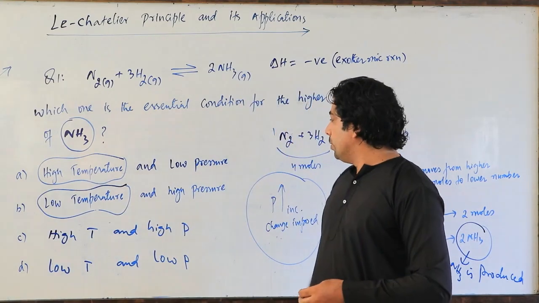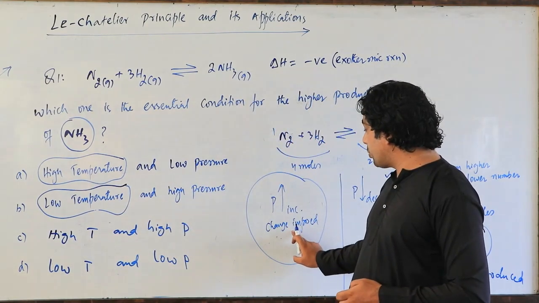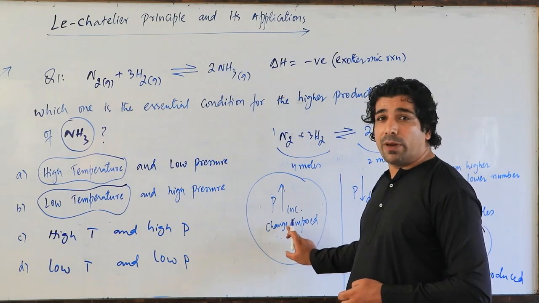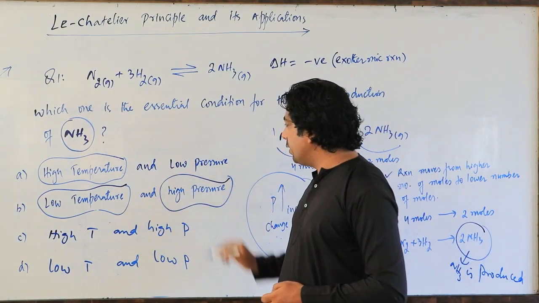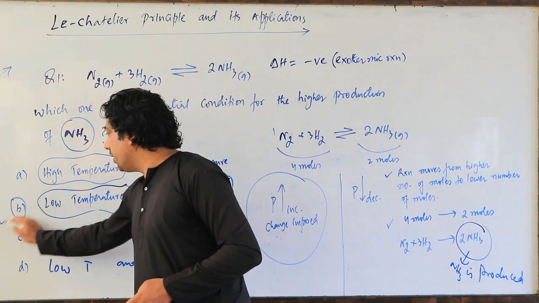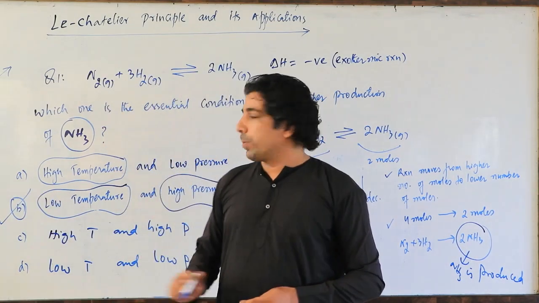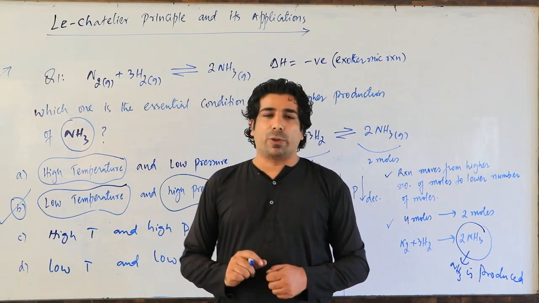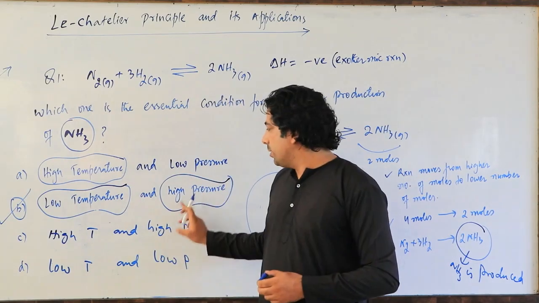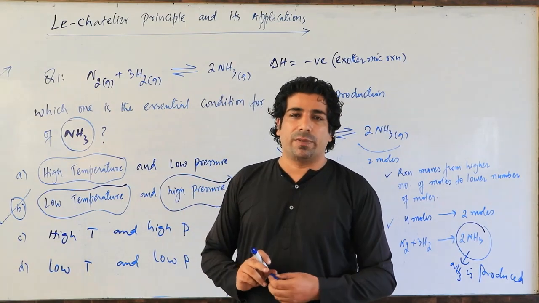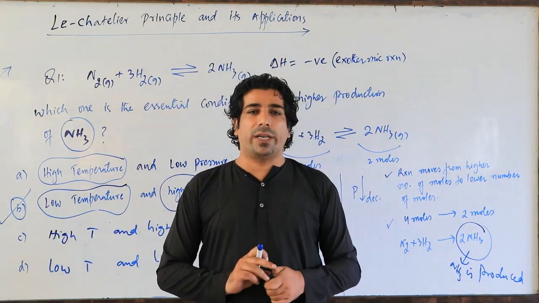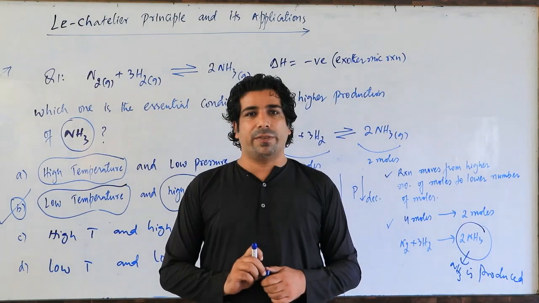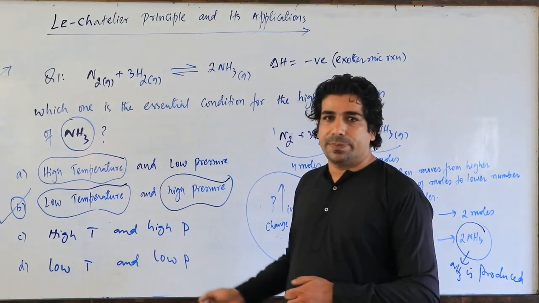So now look here. Which pressure is favoring the production of NH3? The pressure from outside, that should be high. So high pressure will favor it. So my answer will be option B. Option B is my answer because low temperature will favor the production of ammonia and high pressure will favor the production of ammonia. So low temperature and high pressure are required for the production of ammonia, my dear friends. Please make note of this.